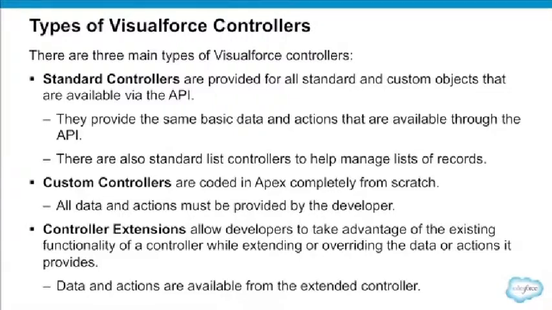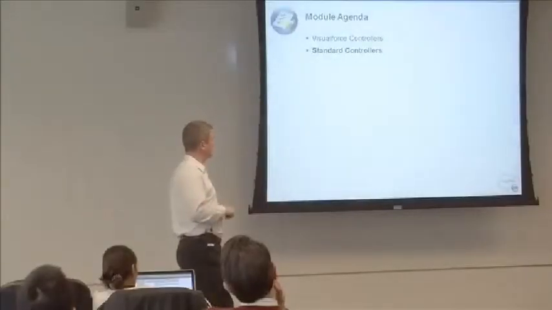A controller extension is where it's also an Apex class, but it's going to complement either a standard controller or, for that matter, a custom controller. And you would use a controller extension to either override the behavior of another controller or to add additional functionality for that. So you might create your own unique new action method and you want to add it as another capability for, let's say, a standard controller.